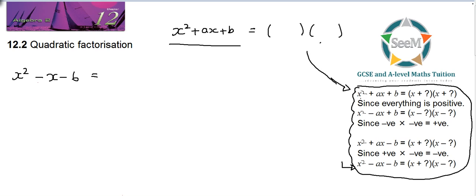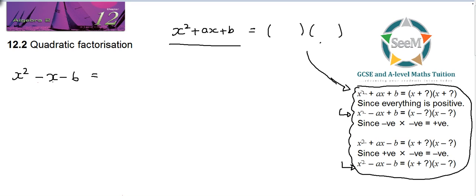So for the identity that looks like this, the first one, we put it into a bracket where the signs are plus and plus. For the identity that looks like this one here, we put it into the bracket x minus, x minus, since minus times minus equals positive. For an identity that looks like x squared plus ax minus b, you have a bracket that looks like x plus and x minus, since plus times minus is minus. Also, for an identity that looks like x squared minus ax minus b, we have x plus something, x minus something.